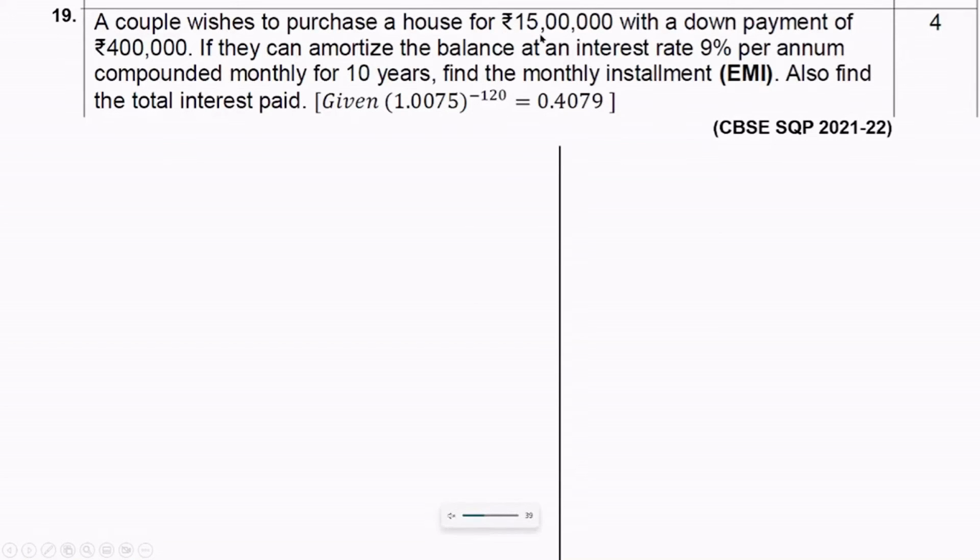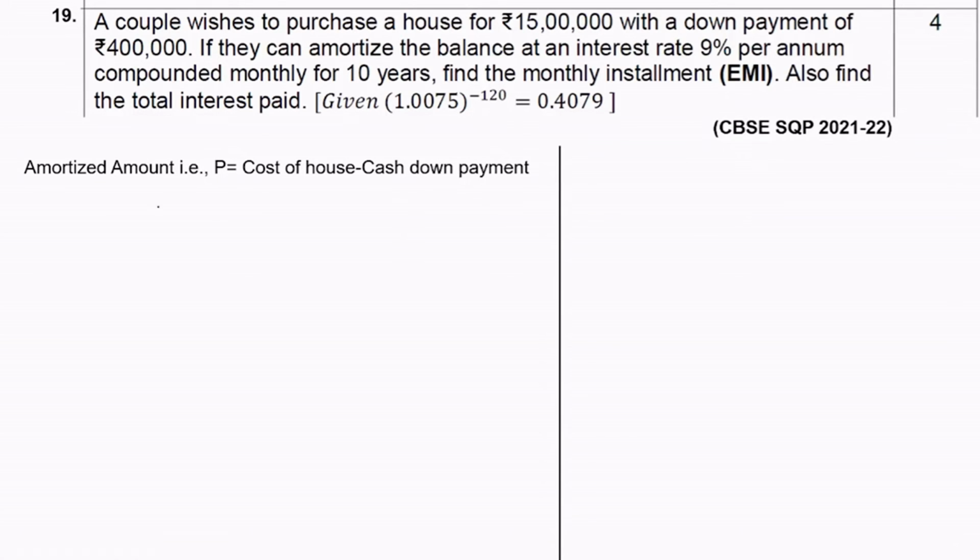So here the purchase price is 15 lakhs and down payment is 4 lakhs. As a result, the amortized amount will be 15 lakh minus 4 lakh, which is 11 lakh. So for this loan amount of 11 lakhs, we have to find the EMI. Interest rate is 9% per annum compounded monthly and number of years is 10 years. So here the amortized amount P is given by cost of the house minus cash down payment. So P is equal to 15 lakhs minus 4 lakhs. It is rupees 11 lakhs.